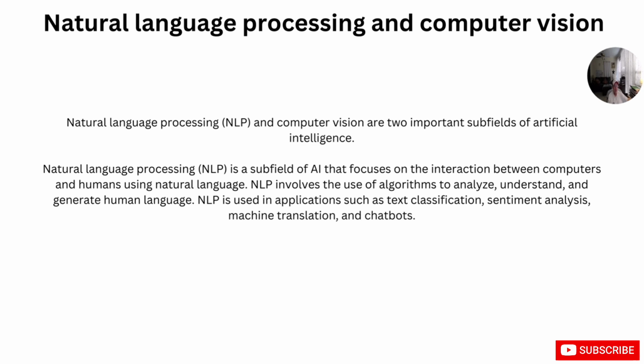Natural language processing and computer vision. Natural language processing and computer vision are two important subfields of artificial intelligence. Natural language processing is a subfield of AI that focuses on the interaction between computers and humans using natural language. NLP involves the use of algorithms to analyze, understand, and generate human language. NLP is used in applications such as text classification, sentiment analysis, machine translation, and chatbots.